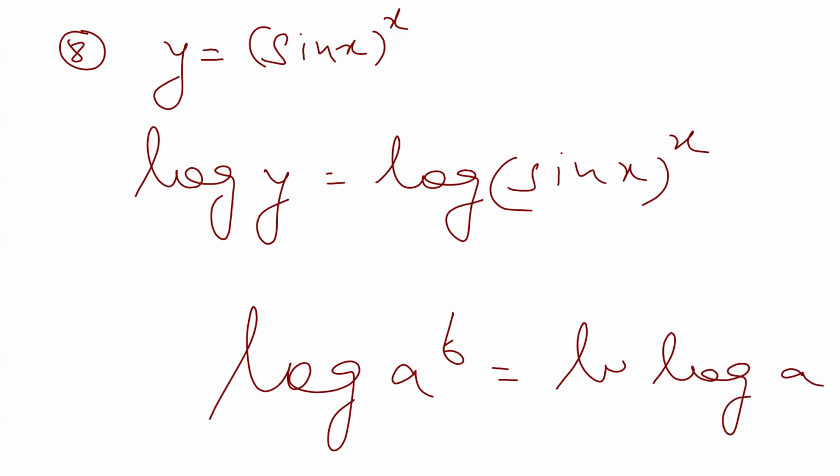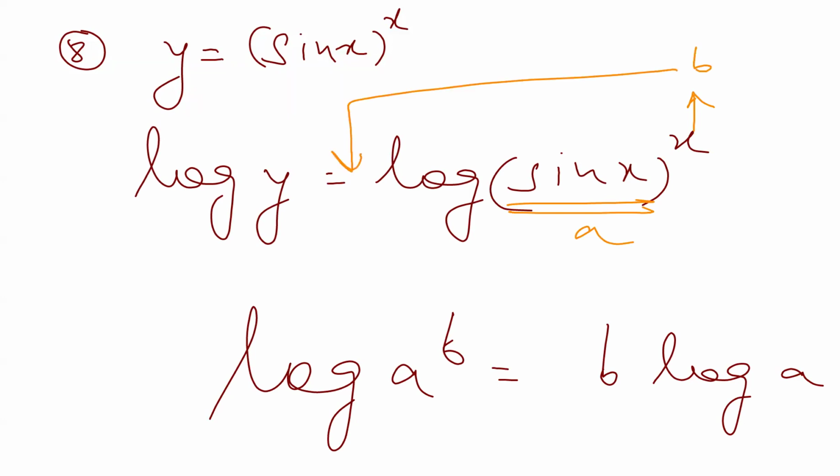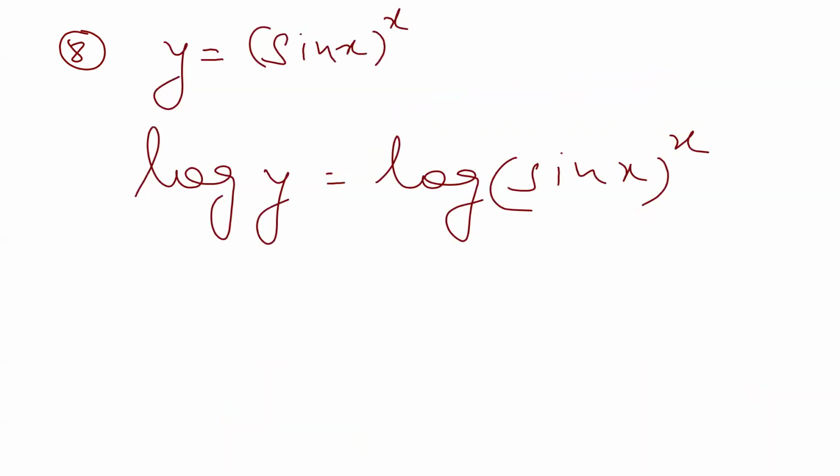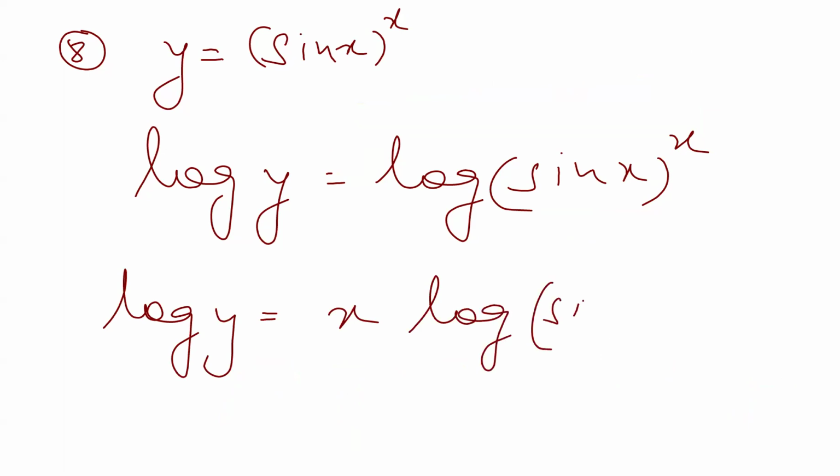Okay, so this property you all know. So if you consider this as a and this as b, so b will come ahead, log a raised to b, that is b log a. So this property I'm applying now. So log y is equal to x log sin x. Okay, this term came out due to the property. Now all the log properties are applied.